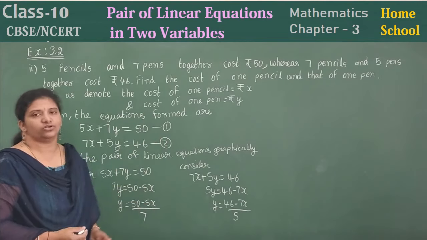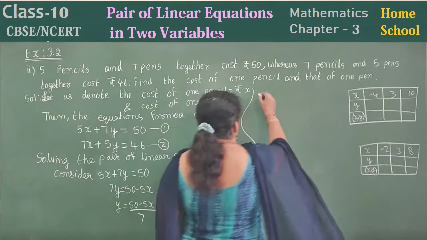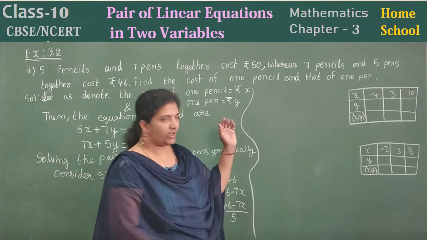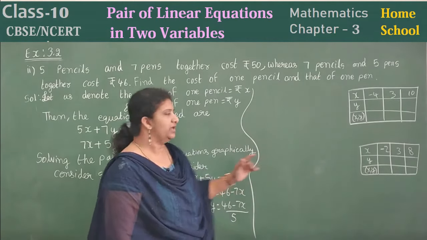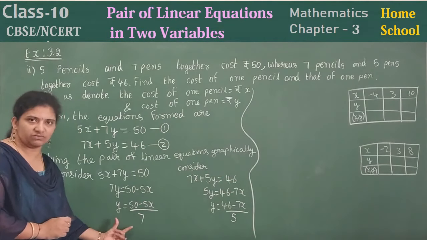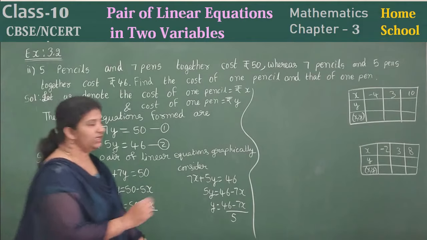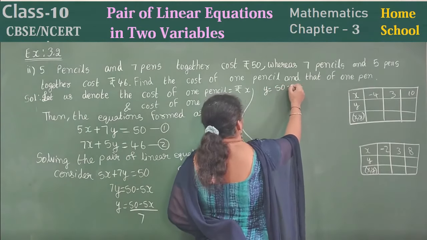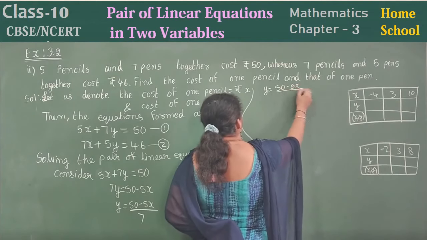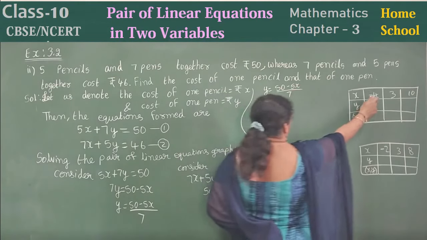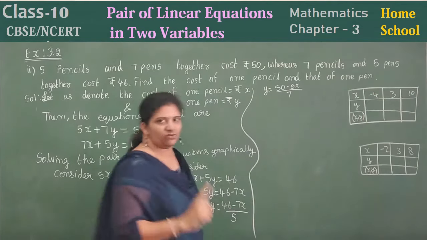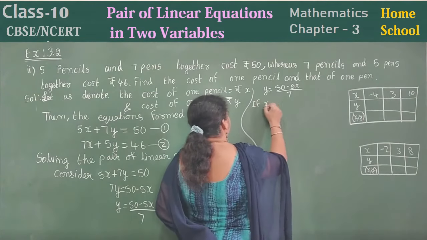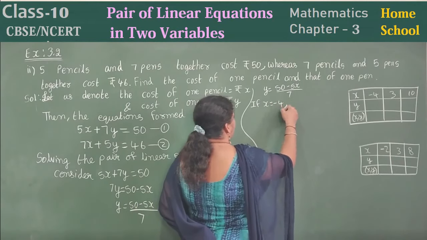Then now we are going to start your table. Now I have taken 2 tables there, children. Can you see? Okay, I have taken the tables beside. Now I am going to take the first one. What is that first condition? y is equal to (50 minus 5x) by 7. So what x values have I taken here? Now I have taken one negative value. If x is equal to minus 4, what happens?